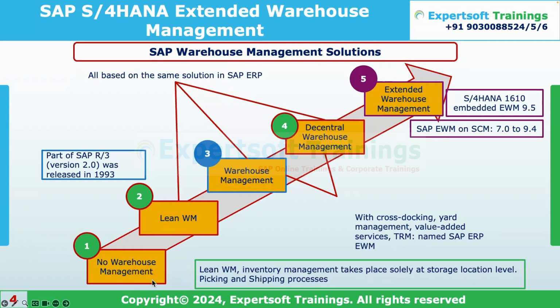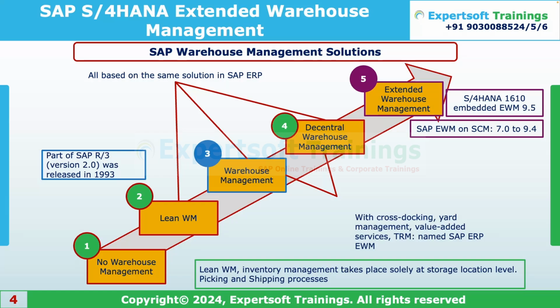So initially when SAP was introduced, R1, R2, at that time they had core modules. When I say core modules, like your finance, purchasing, sales, production. So basically, SAP was a product for the manufacturing industry. That was the target audience initially when SAP was introduced.